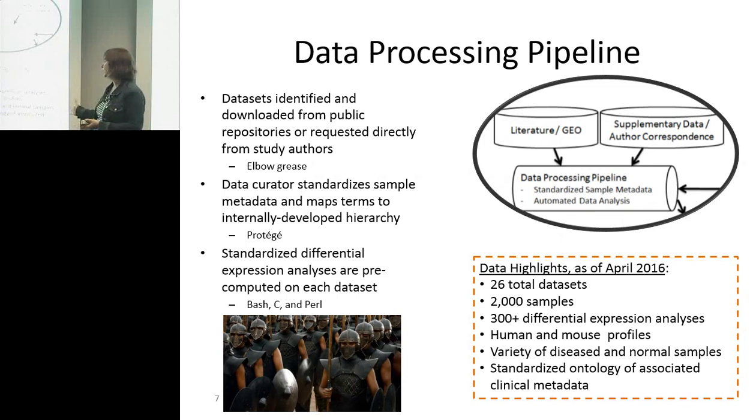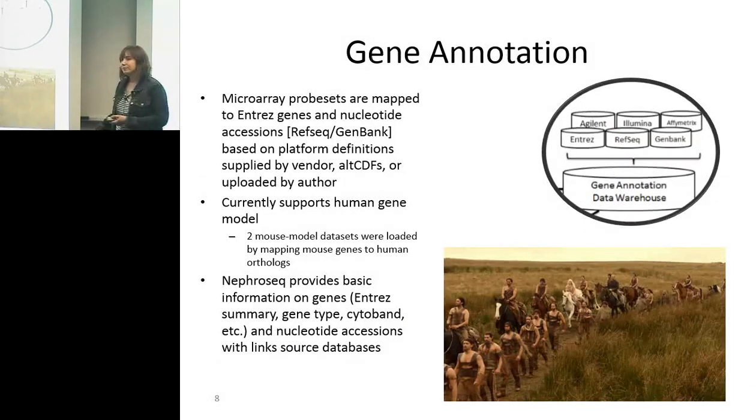So here are some highlights right now. The data that we have in Nephroseq, we've got 26 data sets, which consists of about 2,000 samples. I think it's 11 shy. But we have over 300 differential expression analyses that we've cooked on those 2,000 samples. Some human data and some mouse data, which I'll talk a little bit more about later. Some disease, some normal. It's a really nice diffx to do, right? Compare your disease to normal samples, and lots of other data as well. And sorry, just ask me if you have a question, right?